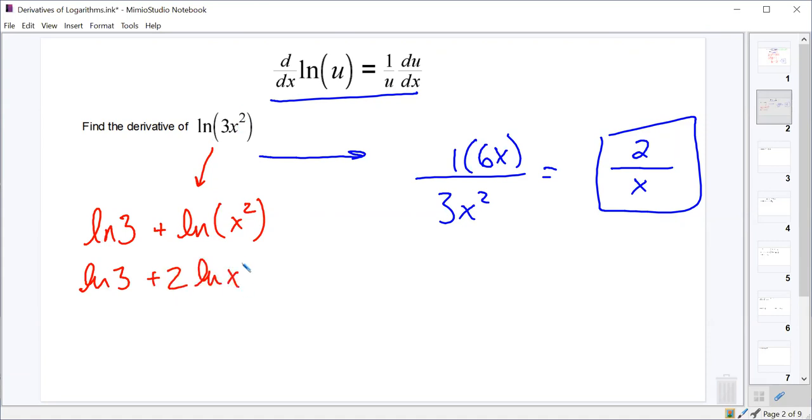And if we wanted to take the derivative now, natural log of 3 is just a constant, right? So we take the derivative of that, it goes away, and then the derivative of 2 times natural log of x, we should just get 0 plus 2 over x. It comes out the same way if we use log rules, and we don't have to use the chain rule, but it's probably easier to just use the chain rule.